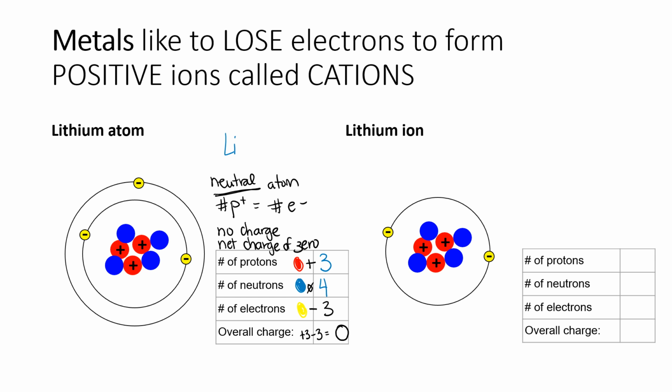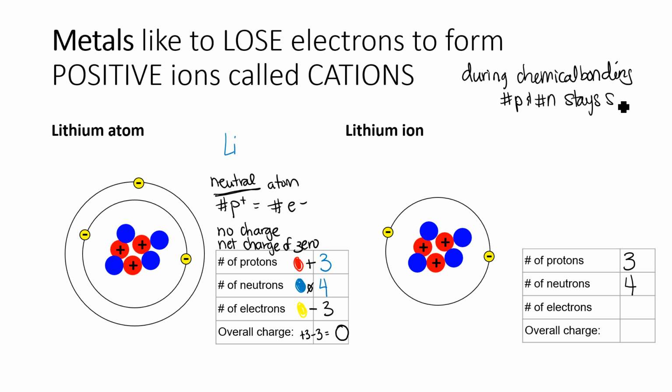So that's neutral. When lithium, a metal, combines with a nonmetal, forming an ionic bond, this is what the lithium ion will look like. Let's look at the lithium ion. It still has 3 protons. It still has 4 neutrons. I'm going to pause and make a little note here. During chemical bonding, the nucleus doesn't change. So the number of protons and the number of neutrons stays the same. What will end up changing is the electrons. Notice now we just have 2 electrons. It seems to have lost an electron.